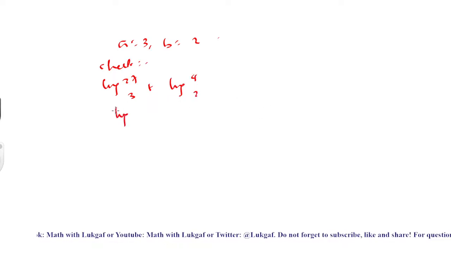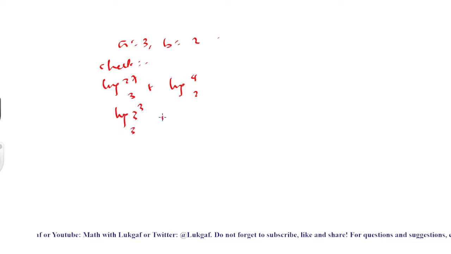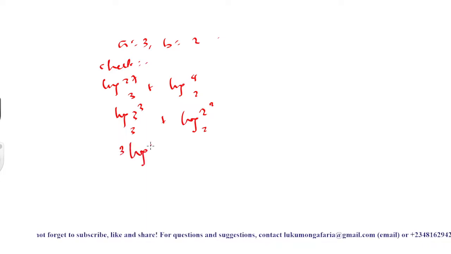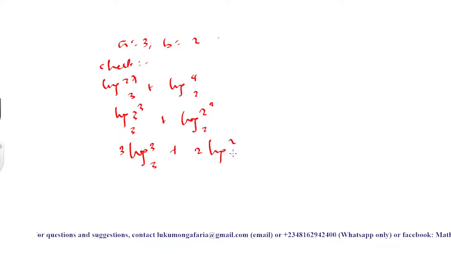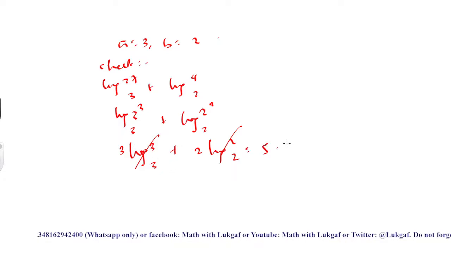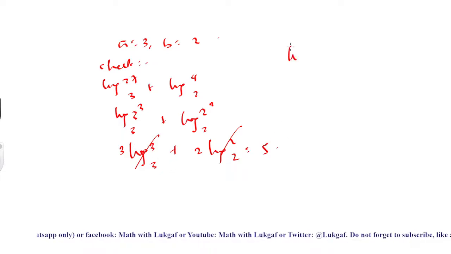Recall, you can say this is log 3 raised power 3 base 3 plus log 2 squared base 2. Then you bring this here. So that's 3 log 3 base 3. You can bring this one here too, log 2 base 2. So when you have the same base and argument, then it's going to be 1. Then you have 3 plus 2 is equal to 5. Very simple as that. You can test the second one.